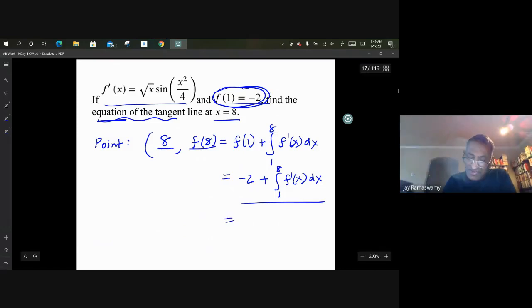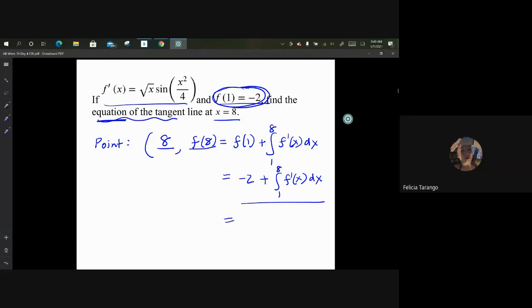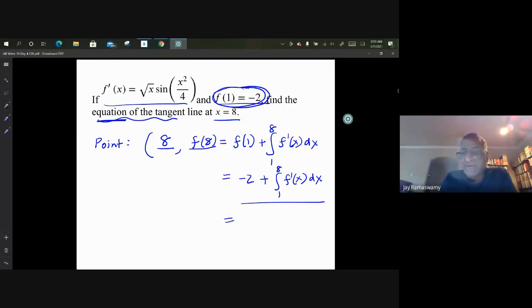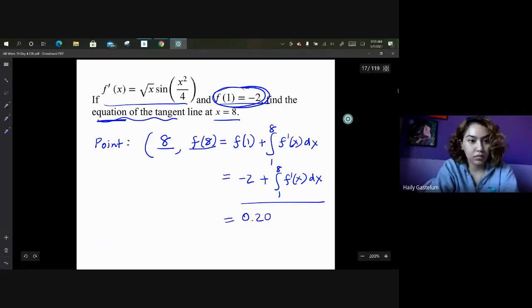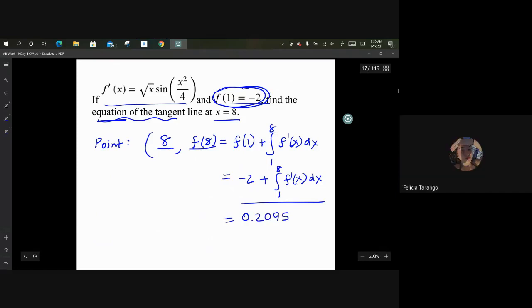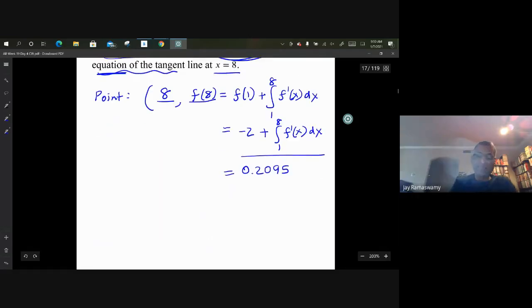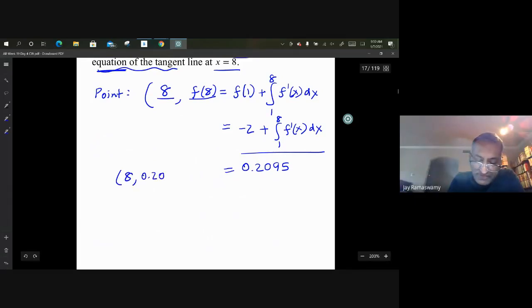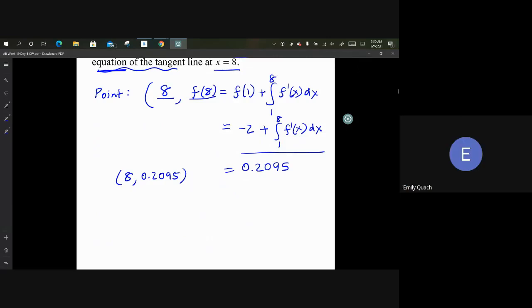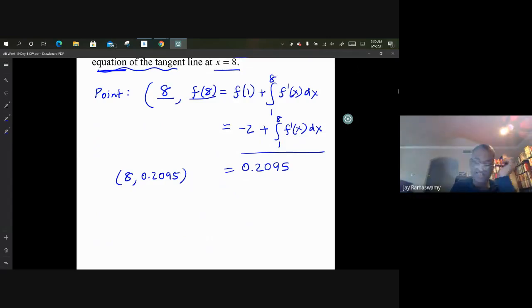Those of you finished, what is the function? Give me the point. Quick. I need everybody to work. Do not be sitting idly. I got 0.2095. Somebody confirm that. Yeah. Thank you. So you have basically 8, 0.2095. Is everybody okay there? Next, we just found the point. What else do I need?